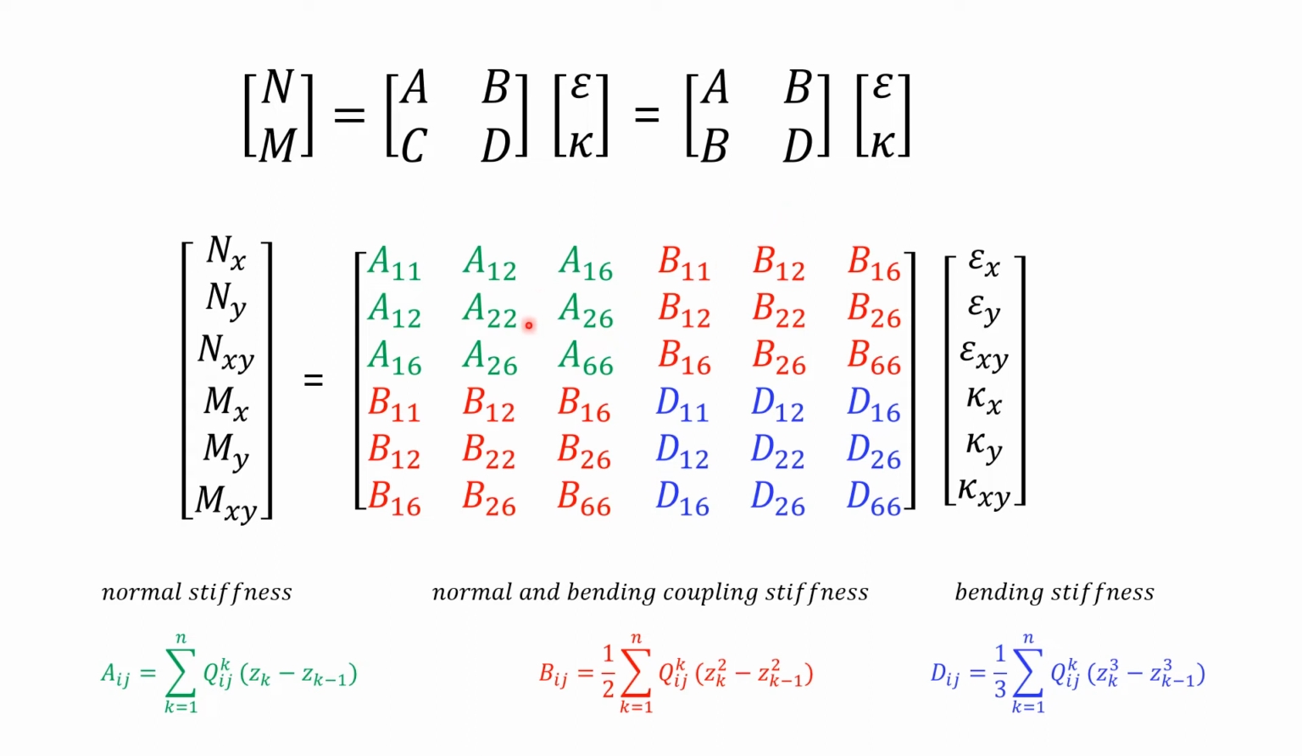The A matrix with the green color is the extensional stiffness matrix related to the x and y plane deformation. The D matrix with the blue color is the bending stiffness matrix related to the deformation perpendicular to the xy plane. The B matrices with the red color are the coupling stiffness matrices between tension and bending deformations.